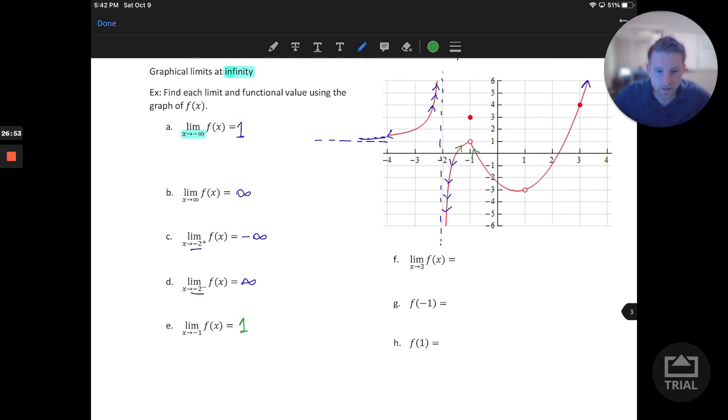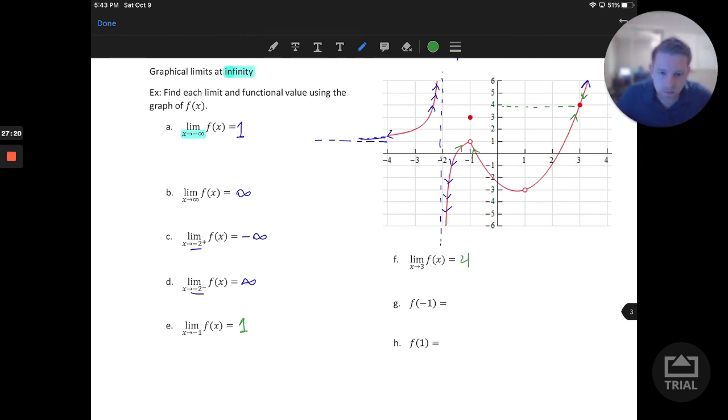The limit as x goes to 3, looks like we have a filled in functional value here. Happens to be the same as the limit since we're on a continuous portion of our function. And that height looks like it's at a value of 4. We follow that over. So as x approaches 3, our function is approaching 4.